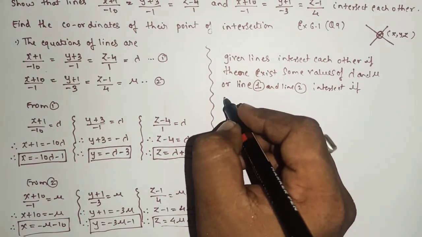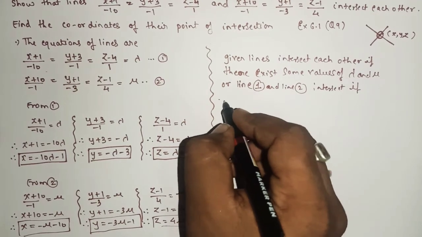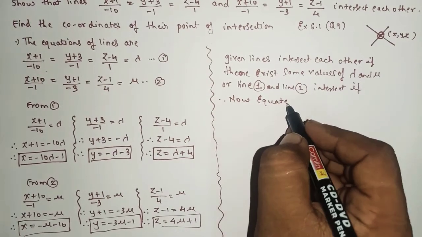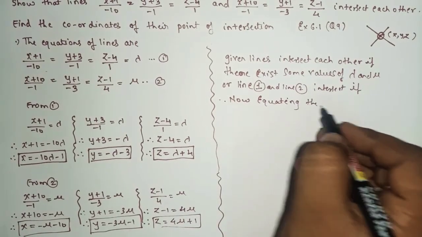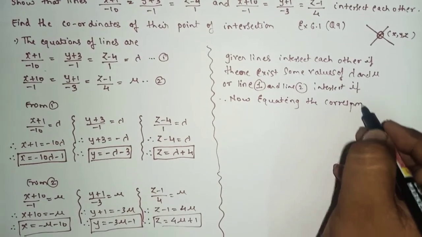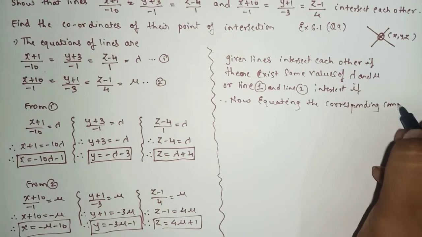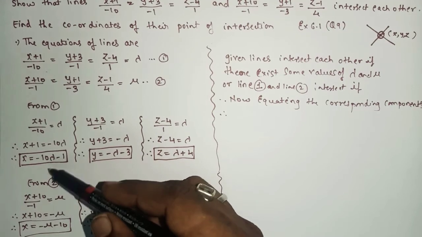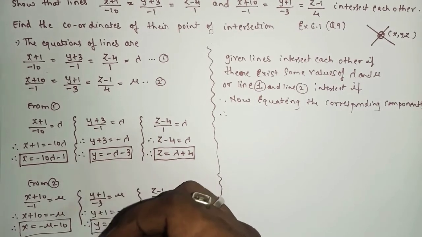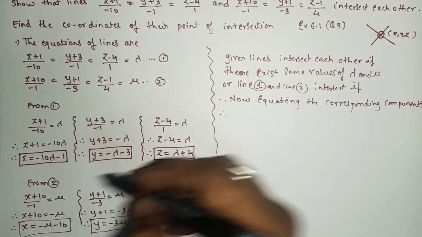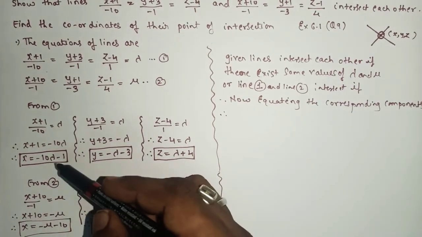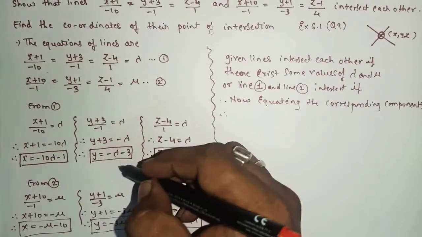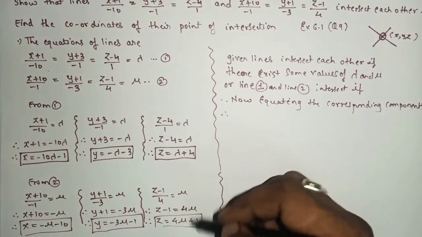So now we'll equate the corresponding components. That means we'll see the x coordinate, as we know that lines will intersect when their x, y and z coordinates are equal. Here clearly the x are the same, so we'll cancel this x, and now we'll equate this x coordinate, this y, and this corresponding z coordinate.